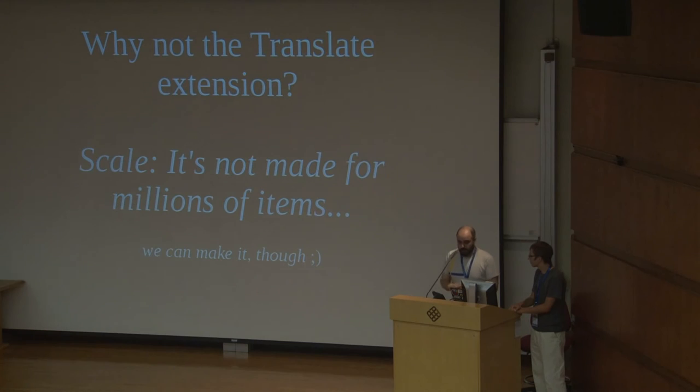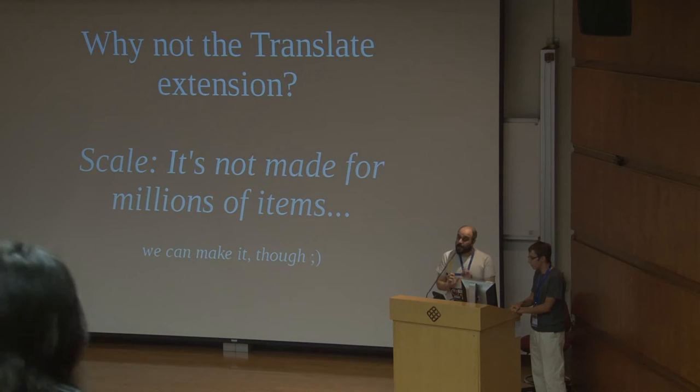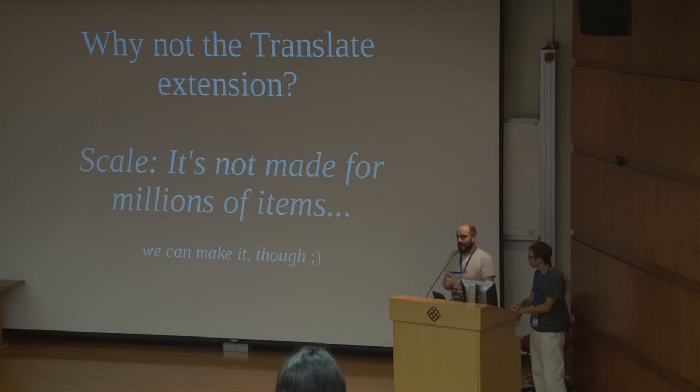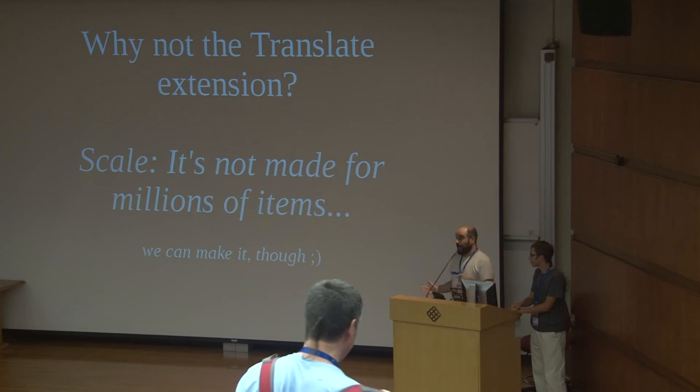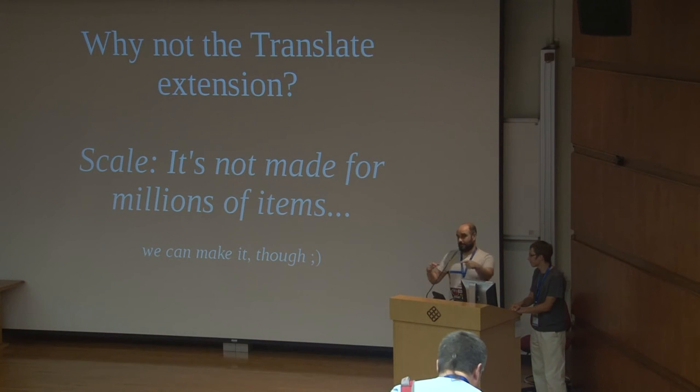Another way could be maybe to use the Translate extension. Translate, that's the name of the extension. That's the extension that powers Translate Wiki. It could possibly be used for that. Currently, there's the problem of scale, because the Translate extension shows you a certain number of projects to translate. And if we have millions of files, that list would get very long. It's possible that we'll have to change it.